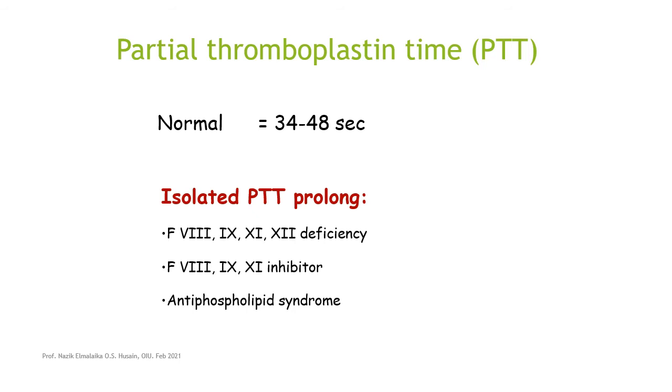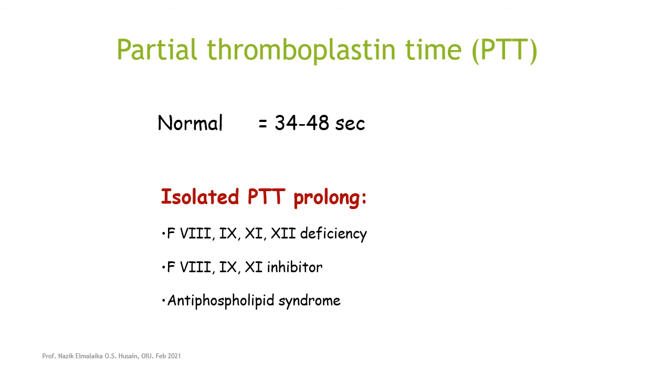The partial thromboplastin time is about 34 to 48 seconds. If there is only prolonged partial thromboplastin time, that means the patient has either factor 8, factor 9, factor 11, or factor 12 deficiency, or has inhibitor to factor 8, 11, or 9, or has antiphospholipid syndrome, which is common in females with antiphospholipid antibodies. Okay.